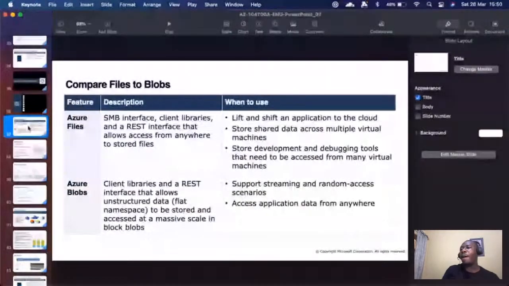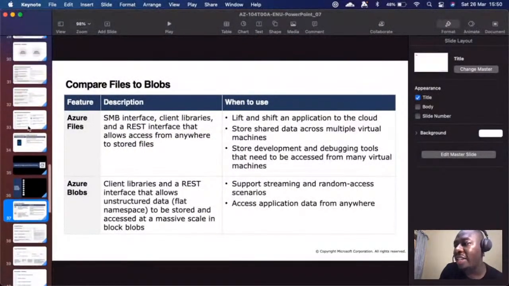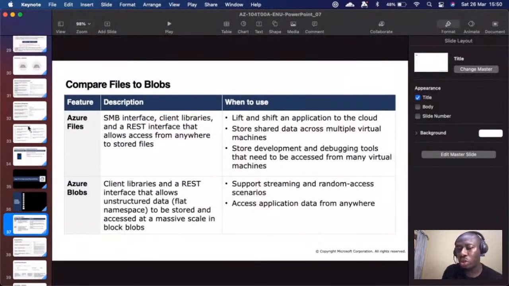Okay. So from here on, I will be comparing files to blobs. What are Azure Files? What are Azure Blobs? You can see here, Azure Files offers an SMB interface, client libraries, and a REST interface that allows access from anywhere to stored data. When do you make use of Azure Files? When you want to lift and shift an application to the cloud, store shared data across multiple virtual machines, or store development and debugging tools that need to be accessed from many virtual machines.